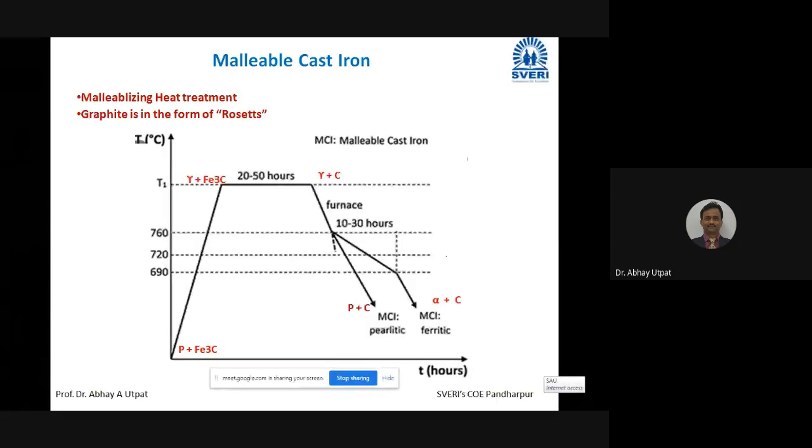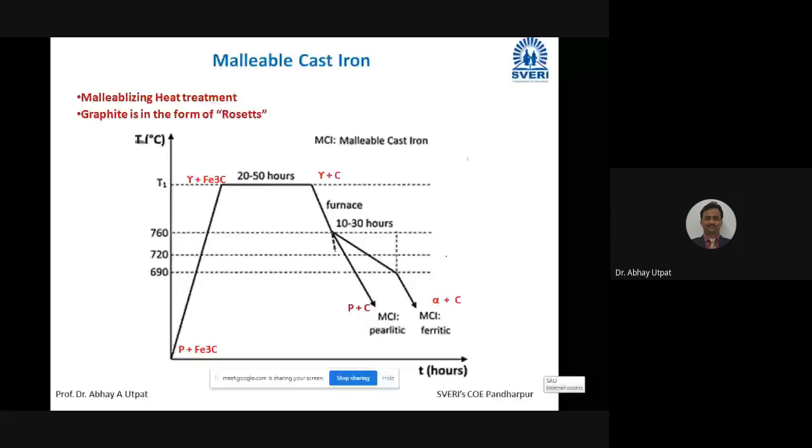So I repeat once again. White cast iron doesn't have free carbon, but malleable cast iron produced from white cast iron has free carbon. That free carbon is in the form of rosette. I will show how in the structure.